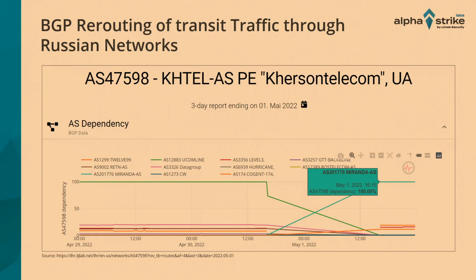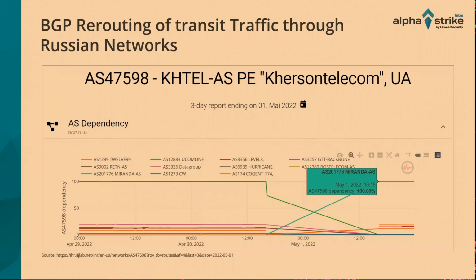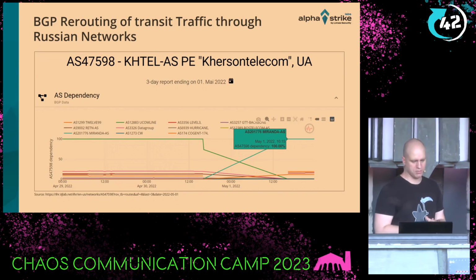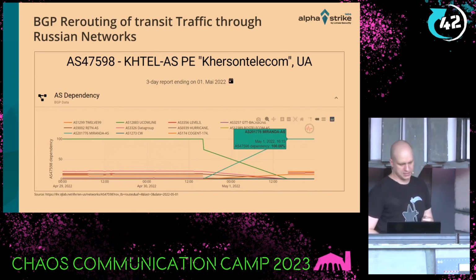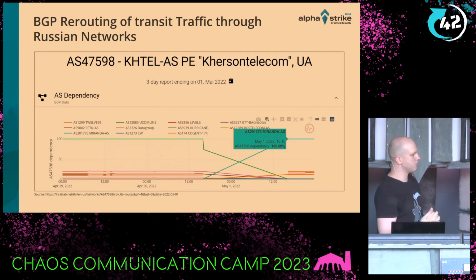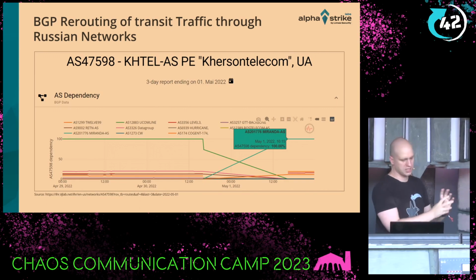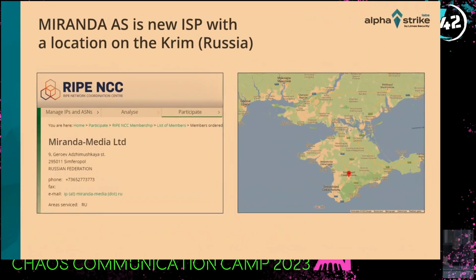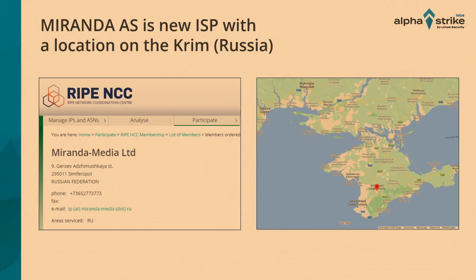And here we can see it was taken by Ucomline. Ucomline was the upstream provider of Kherson Telecom. And at the beginning of May, on the 1st of May, we can see there is a switch. They had given 100% of their traffic to Ucomline, a Ukrainian ISP, and then there was a switch to Miranda AS, Miranda Autonomous System. So who is Miranda? Miranda Media Limited is the new upstream provider of Kherson Telecom as of the 1st of May.